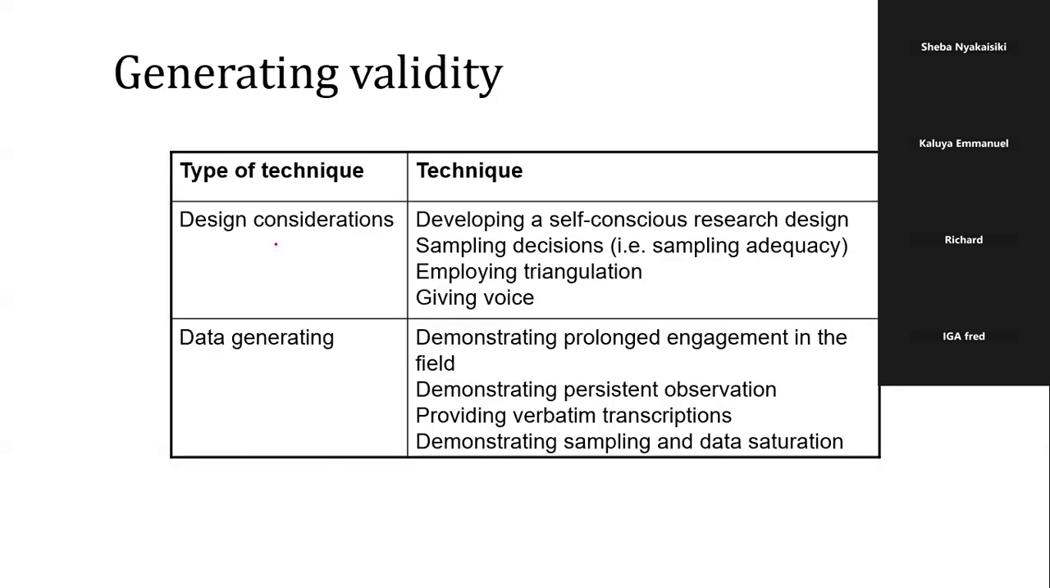Generating validity in qualitative research. Developing a self-conscious research design, where you're constantly seeking your biases. Two, the subject of generalizing, where you relate your case study area to any other case study area that is similar. If it is a university, how is it relatable to any other? Sampling decisions. Is it purposive? Is it snowballing? How adequate is my sampling decision?